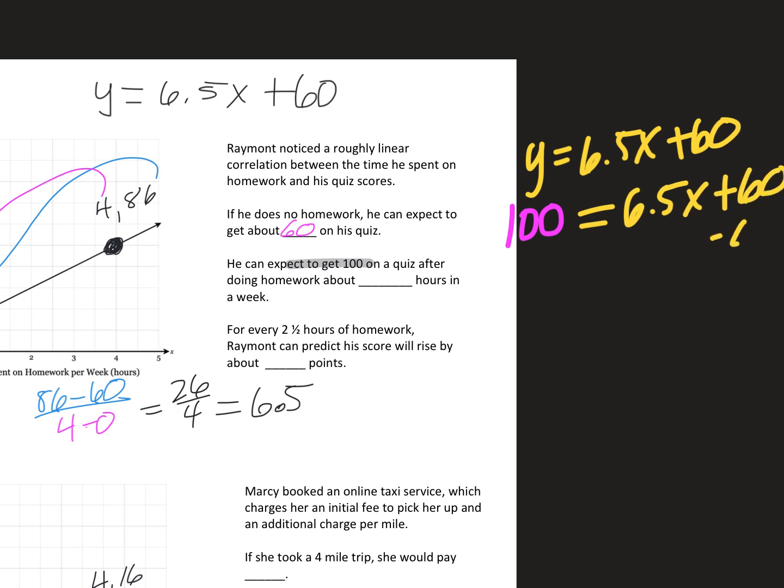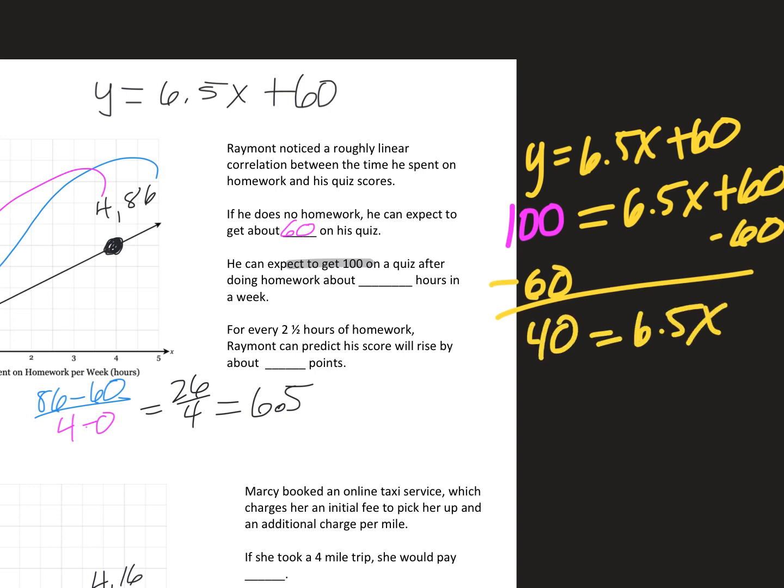So subtract 60 from both sides. This will give you more of a precise answer. And then, what did that end up being? 6 point, is it 6.2? It's like 6.1, or it might be 6.3. Hold on. It was 6.2? Okay, all right.